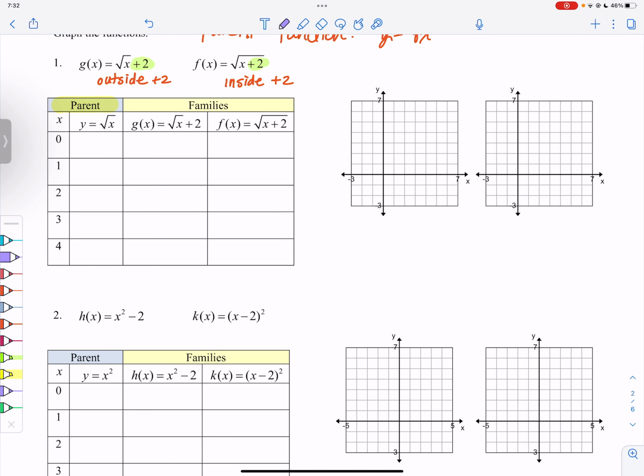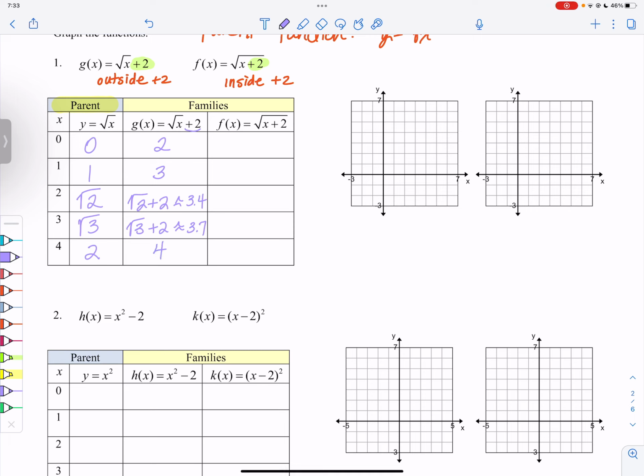So we're going to take the square root of all of those numbers to get the y value, because that's what that function does. Now we're going to add 2 on the outside of the function, and that means we're going to add 2 to y. So that would be 2, 3, root 2 plus 2, that's about 3.4. Root 3 plus 2, that's about 3.7. And 4, that's 2 plus 2.